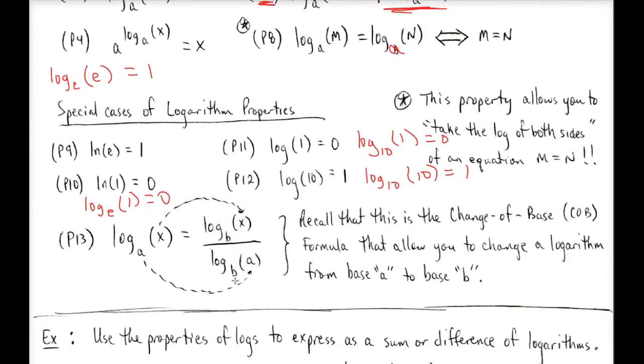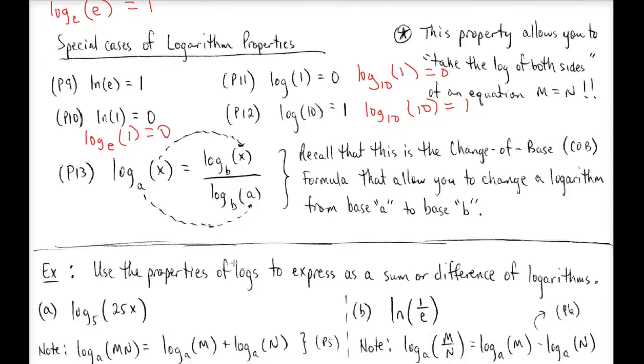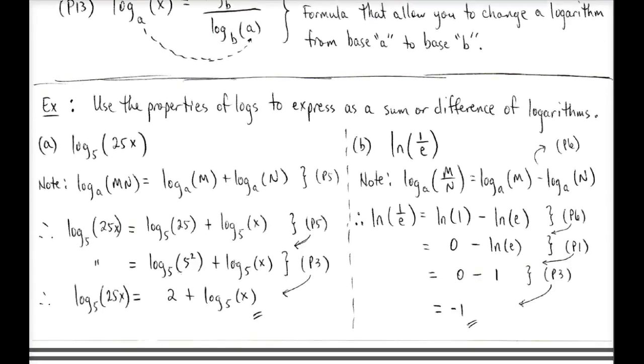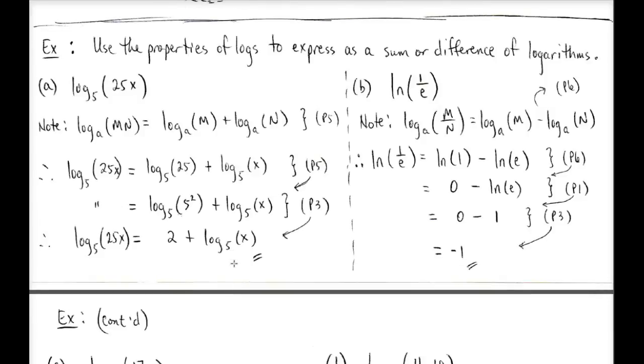And property 13 is just the change of base rule. Okay? So here we see that we have all these properties, and now what we're going to see is how to use them. In my first two examples, we have a logarithmic expression in what I like to call a compact form. And what we want to do is expand it out into a sum or difference of logarithms.